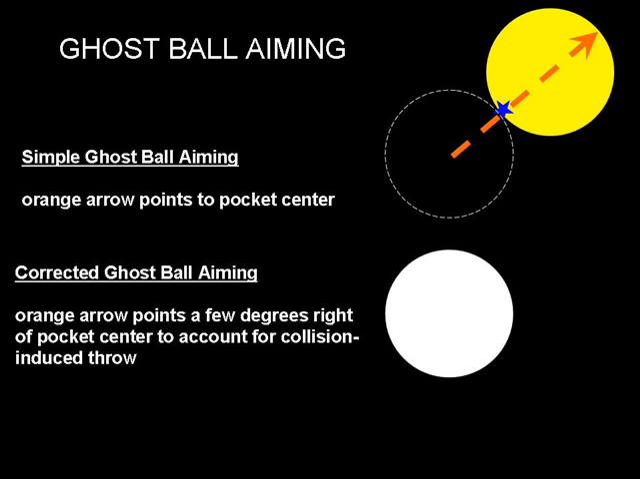collision-induced throw from the friction between the balls will send the object ball a few degrees to the left, in this case, further downstream. So as a result, you do this whole process over again, but instead of pointing to the center of the pocket, you point a few degrees to the right of the pocket and get a ghost ball position. That's corrected ghost ball aiming. And when I talk about ghost ball aiming, that's what I'm talking about.